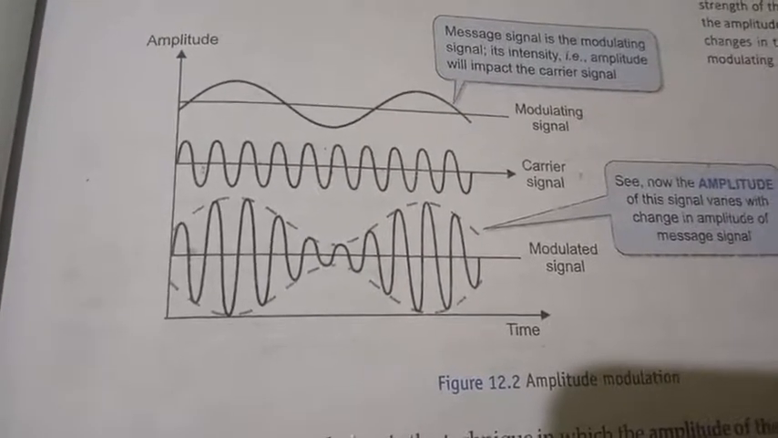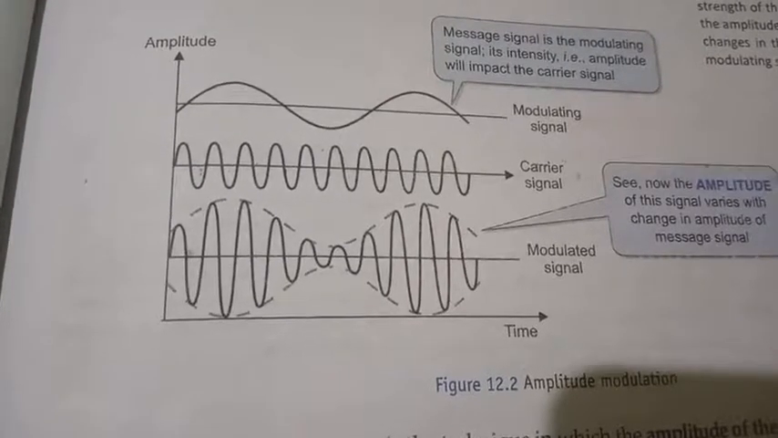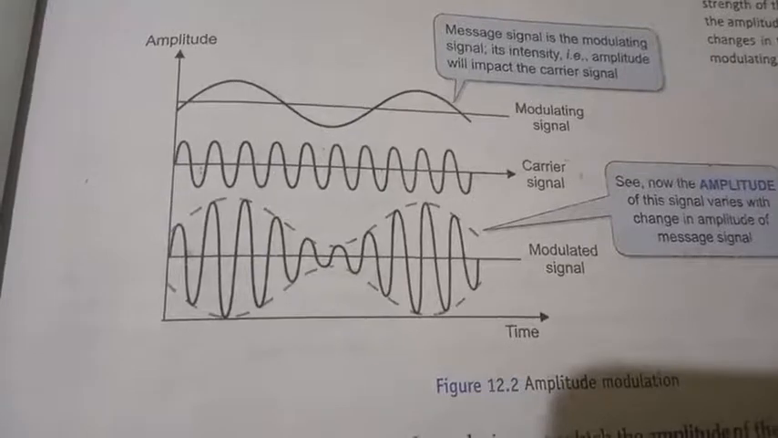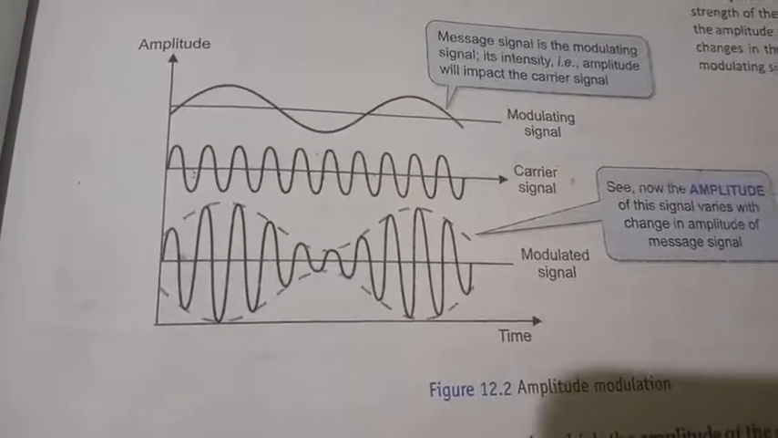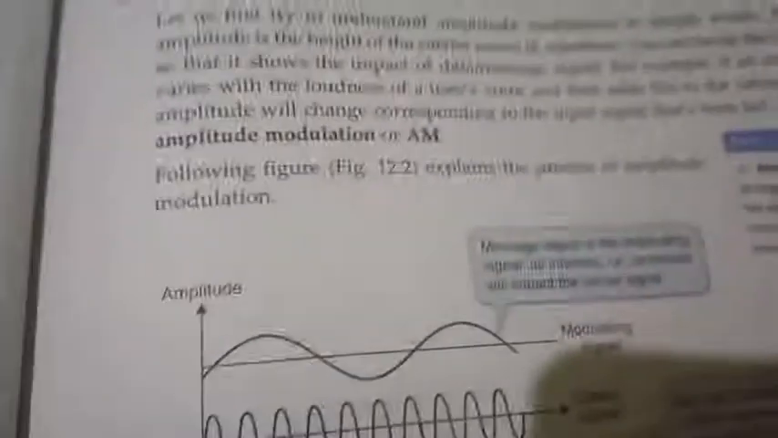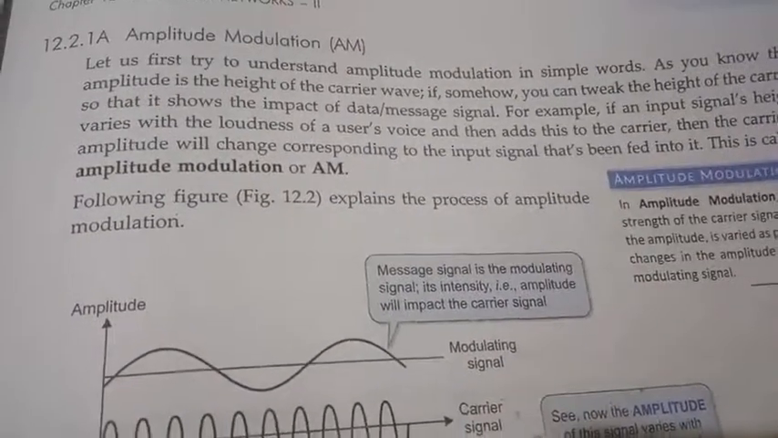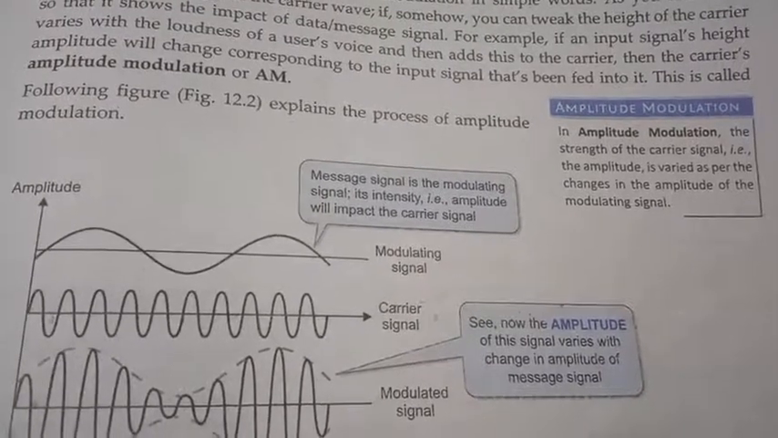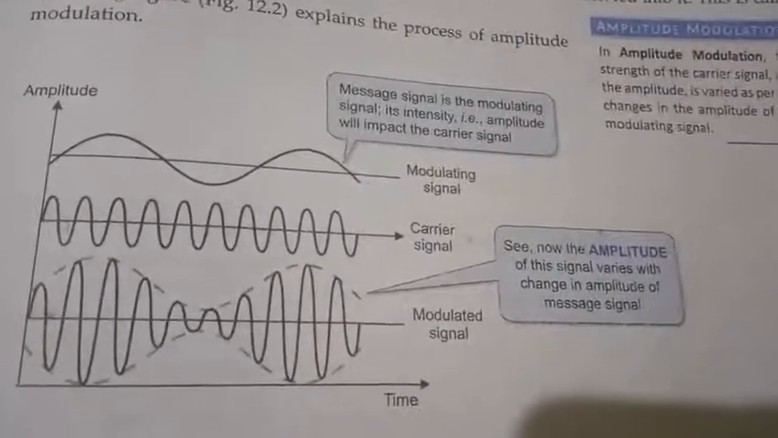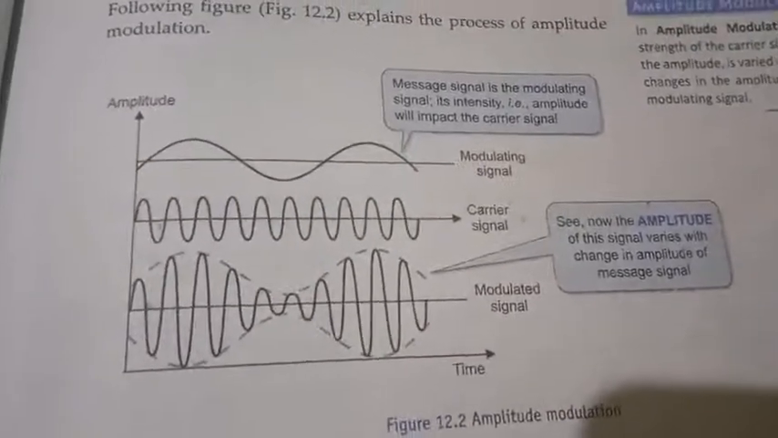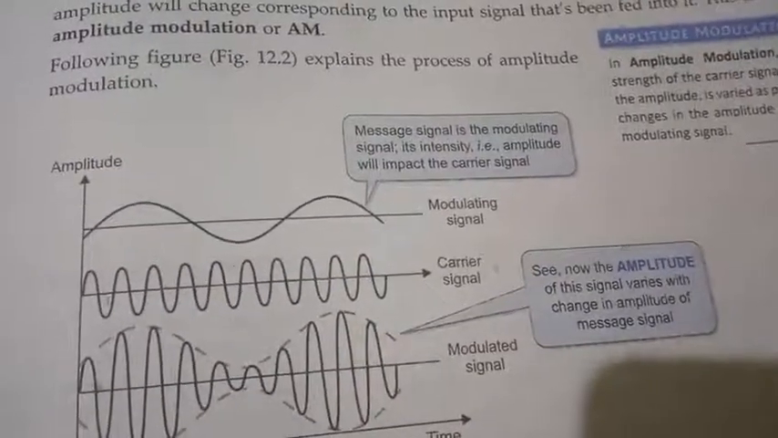So the carrier signal's amplitude is changed according to the amplitude of the modulating signal. So this is called amplitude modulation, or it is simply known as AM. AM means amplitude modulation. So in this box one explanation is here. Then you should draw this figure. From this figure we can explain everything. So this is nothing but amplitude modulation.